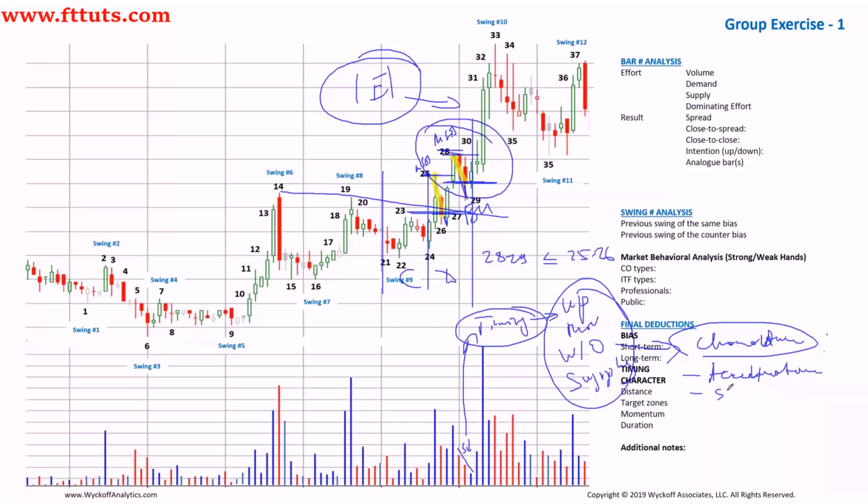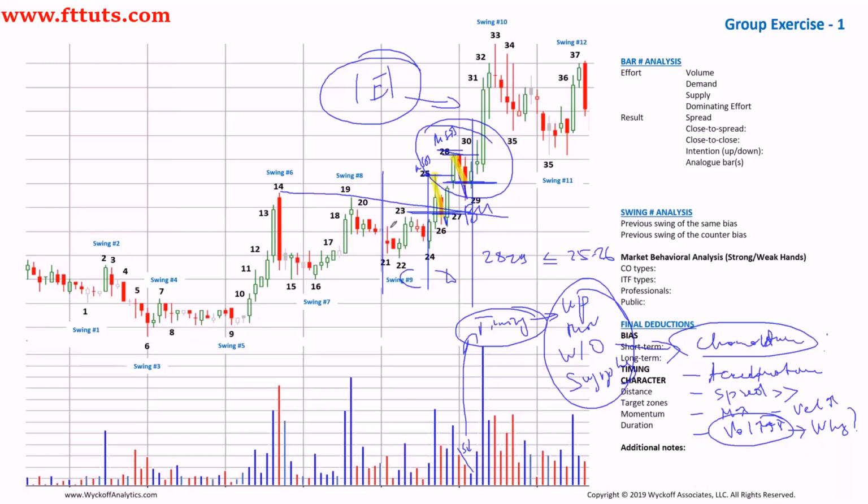This means that we're going to have the spread increase. We're going to have momentum increase. We're going to have velocity increase. And we're going to probably have the volume increase as well. Why? Why would the volume signature increase?